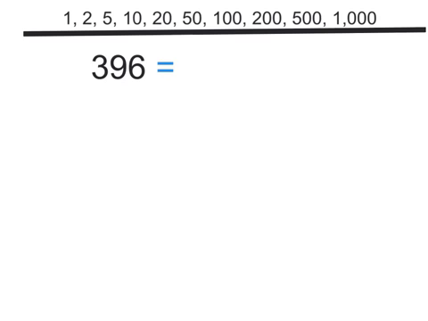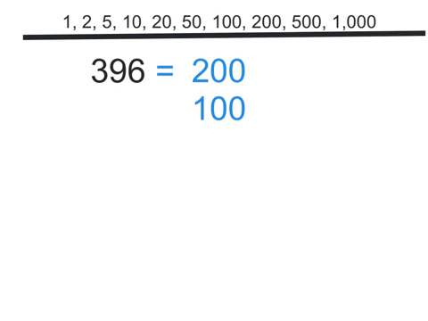With this one, 396, go ahead and pause the video and begin by decomposing the largest place value, the 3, the 300s. What are the two easy counting numbers that add up to 300? The two easy counting numbers that add up to 300 are 200 and 100.